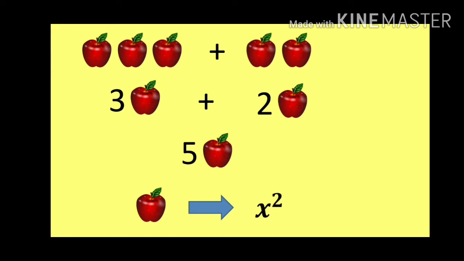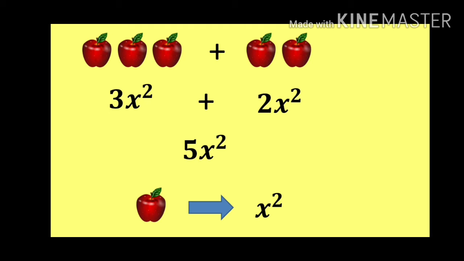Suppose we change the apples, we'll replace them with x squared. That means in place of apple, we will take x squared. Wherever apples are there, it will be converted to x squared. So here 3x squared and 2x squared are there. So the 5 apples will become now 5x squared. So 3x squared plus 2x squared has become 5x squared.